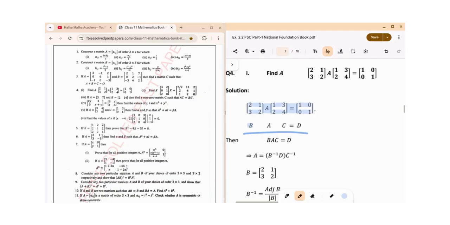B is blue. I can't do this. Why can't I do that?